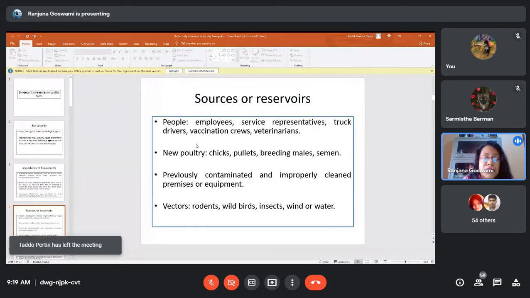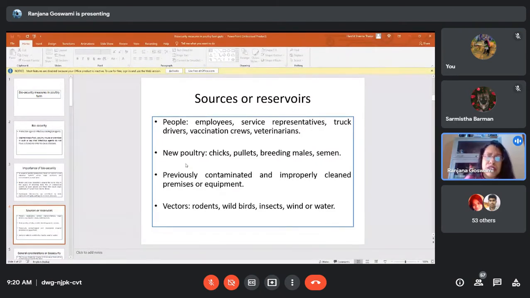Next is the new poultry you are bringing into your farm. It may be adult ones, it may be chicks, it may be pullets, it may be breeding males, it may be semen also. Whenever you bring in new genes or new birds into your farm, you have to be very careful. You have to keep them separately. What we are going to do, we will discuss later, but for this slide, you just remember the things from where we have to be careful.